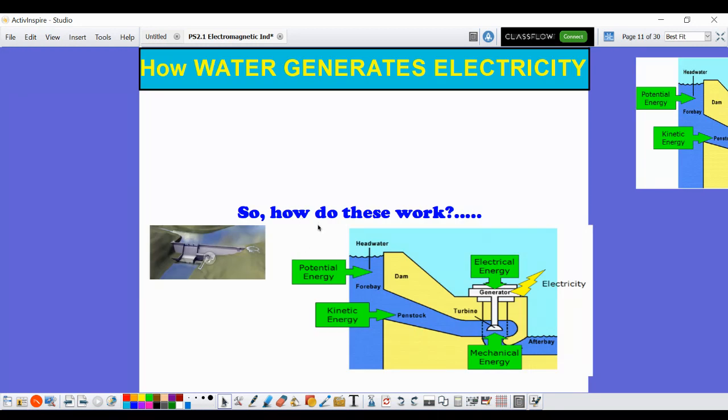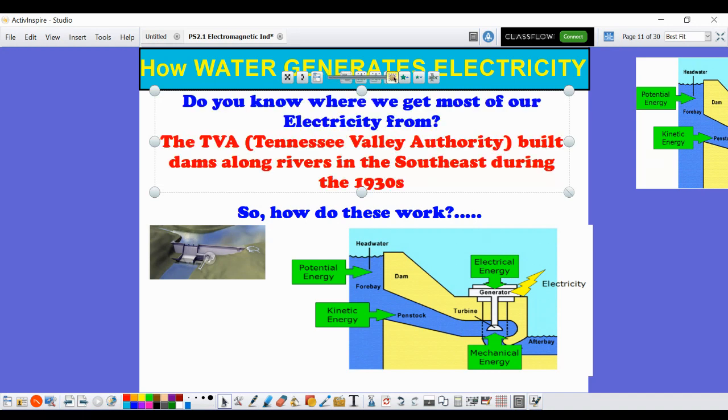We're going to look at how water actually generates electricity. Where do we get most of our electricity from around here? It is from hydroelectric power. There is not anything on your notes that has this on it, so this is just more informational for this particular slide. But the TVA, the Tennessee Valley Authority, is where we buy our electricity from. So when your parents pay the power bill, that's what they're paying for, the generation of electricity by using primarily water. Because there are so many rivers in this region, they have built dams back in the 1930s.